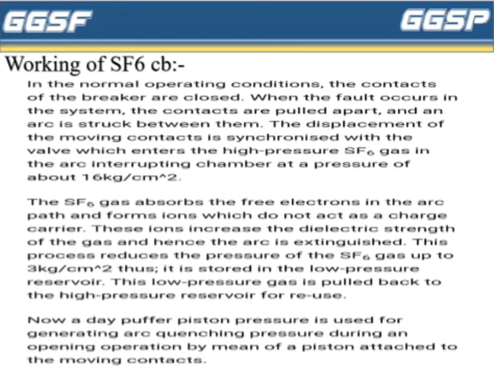The SF6 gas absorbs the free electrons in the arc path and forms ions which do not act as charge carriers. These ions increase the dielectric strength of the gas and hence the arc is extinguished. This process reduces the pressure of the SF6 gas to 3 kg per centimeter square. Thus, it is stored in the low pressure reservoir. This low pressure gas is pumped back to the high pressure reservoir for reuse. Nowadays, the puffer piston principle is used for generating arc quenching pressure during an opening operation by means of a piston attached to the moving contact.